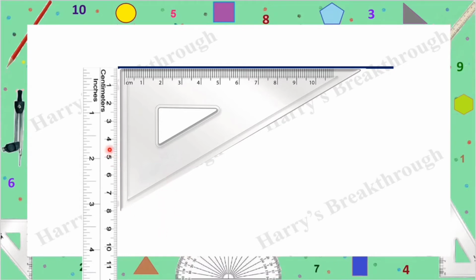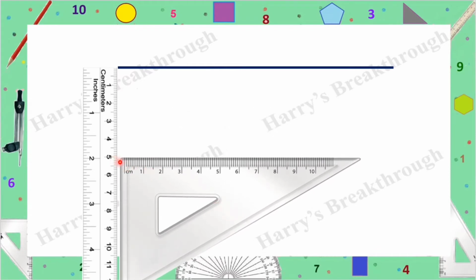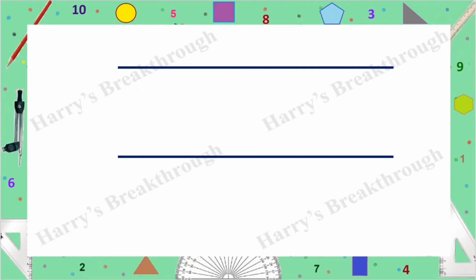You have to hold this scale tight, then slide this set square downwards up to 5 centimeter. I will show it to you. Like this, you can slide your set square up to 5 centimeter. So don't move the scale, keep it tight. Then you can draw a line. So here you got parallel lines at 5 centimeter distance without drawing a perpendicular. So this is another method.